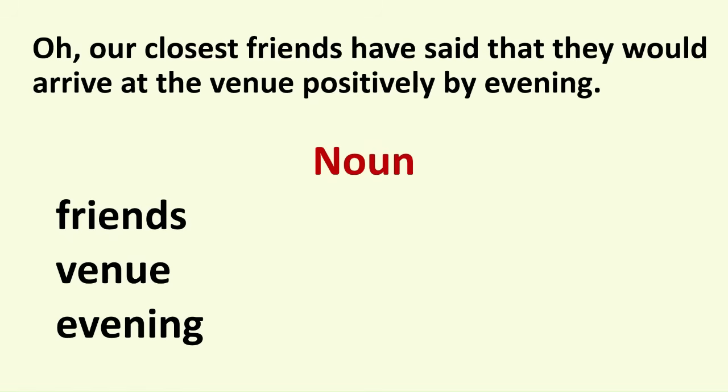First, we have noun. Friends is a noun, venue is a noun, and evening is a noun. Friends is name of human beings whom you know. Venue is the place, and evening is the time. The name of a particular place where something is happening is venue. A particular part of the day's name is evening. So all these three are the nouns in the sentence.